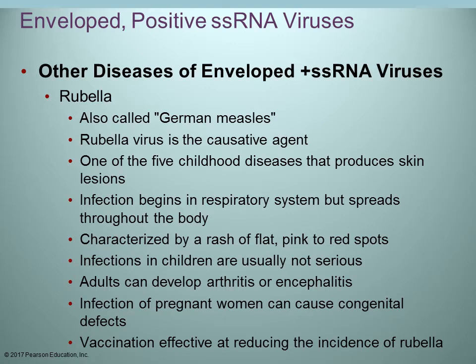There's a vaccination that has been very successful in reducing the number of cases of rubella. Usually, if a woman is planning on getting pregnant, that is one question they will ask: whether she did receive the rubella vaccination. It's usually combined with what we call measles, mumps, and rubella, the MMR vaccine.